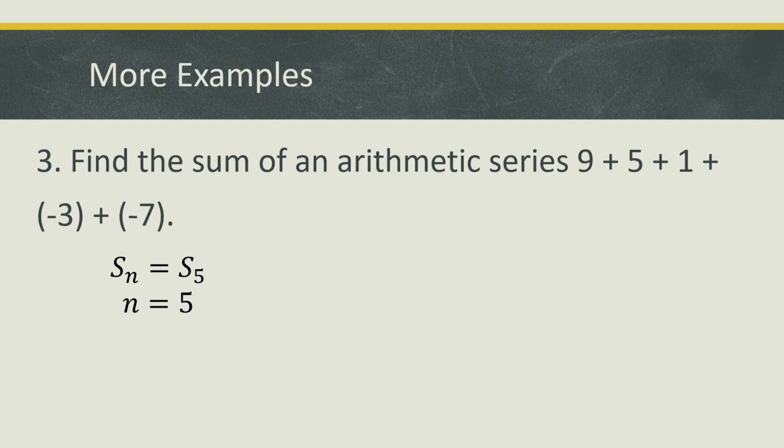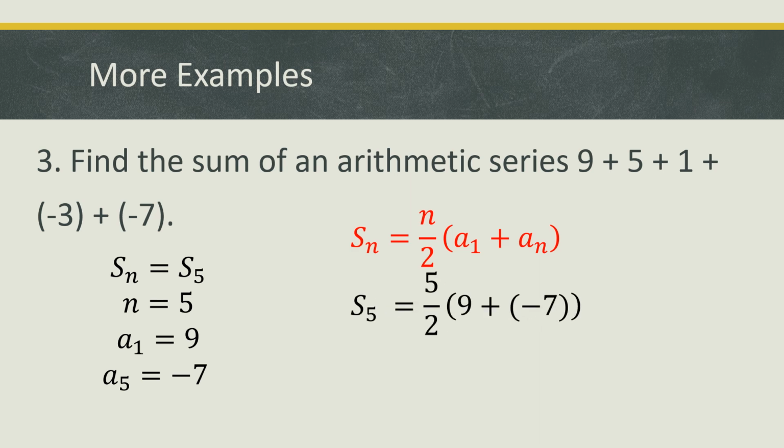The first term is given, which is 9. Also, the last term is given, which is negative 7. The first and the last term are given. We will use the first formula. Substitute all of the values that we have. We have here n, which is 5, a sub 1, which is 9, and a sub n, or a sub 5, which is negative 7, which is the last term of the given series.